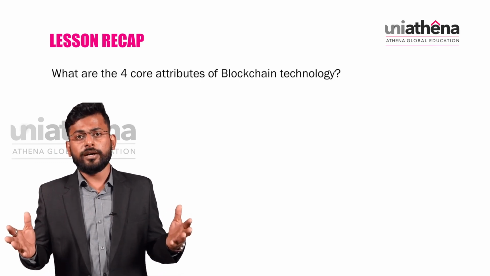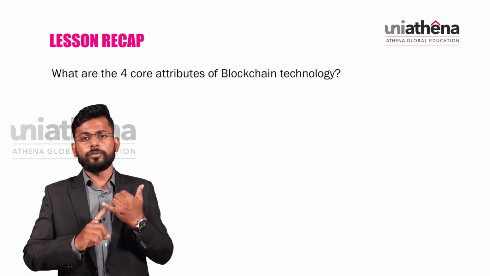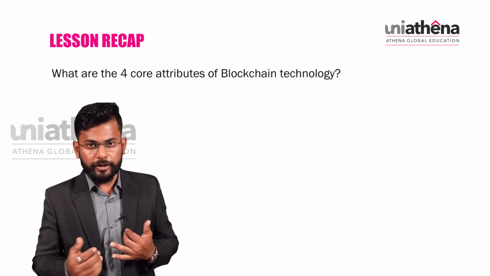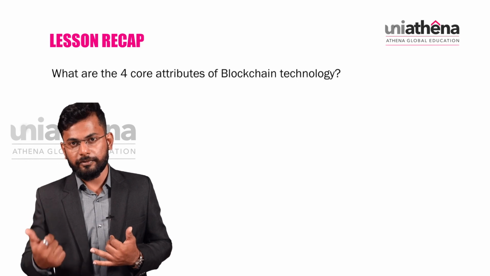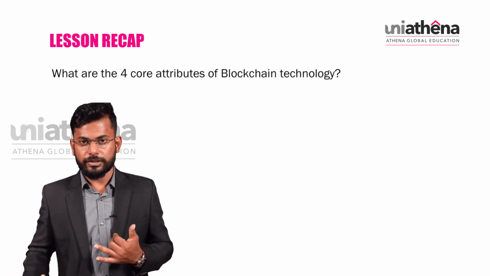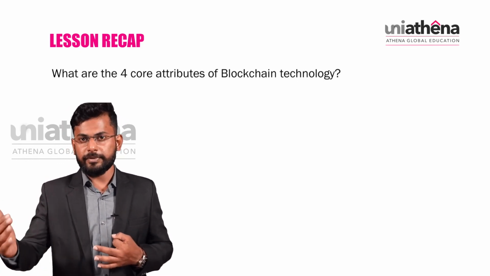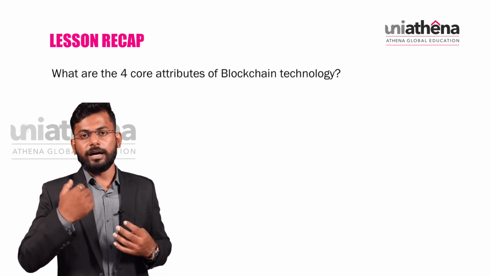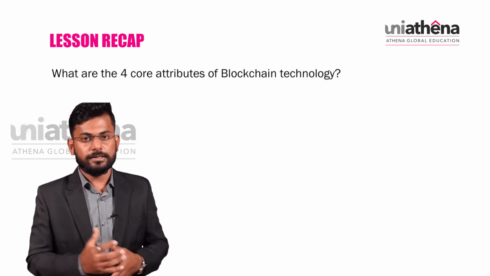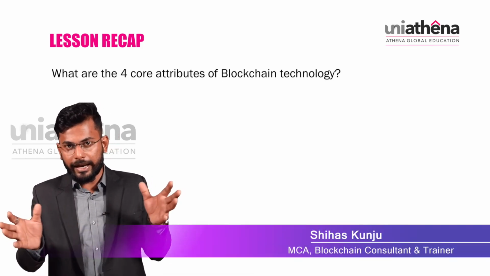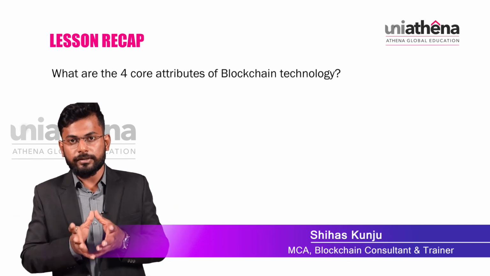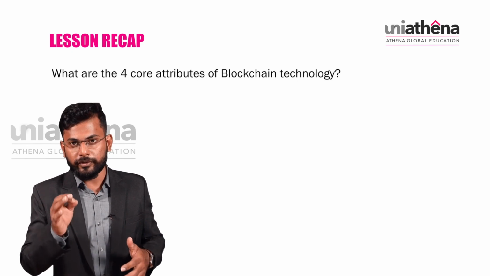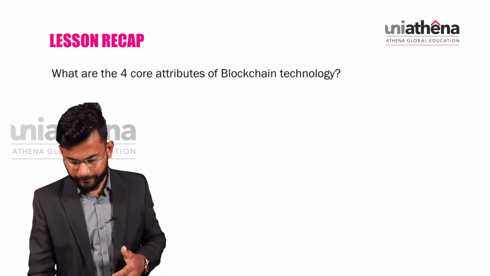So what are the four core attributes? Let's recap quickly. Network topology: peer-to-peer, distributed computing network. Network participants are called nodes. Depending upon the types of functionalities, there are different types of nodes. The record keeping process always happens in a distributed fashion, and that's why it's called a distributed ledger. The fourth is the agreement mechanism, the consensus mechanism, which is required for all the participants in the network to come to the same conclusion, to come to the consensus that this is the copy of the ledger throughout the network.